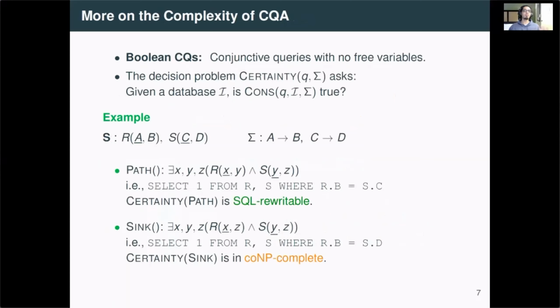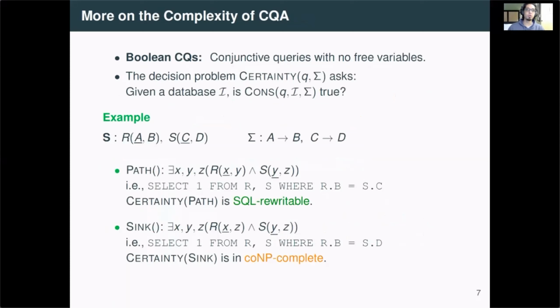Conjunctive queries that have simple yes or no answers are called Boolean conjunctive queries. These are also precisely the ones that have no free variables. The problem of computing consistent answer to a Boolean conjunctive query is now a decision problem that's called certainty of Q. And it asks, given a database instance I, is cons of Q, I, sigma true?